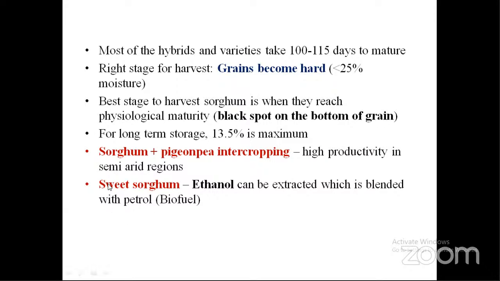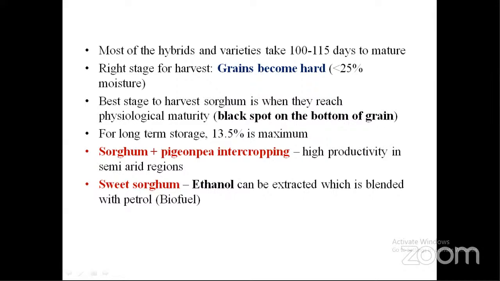And there is sweet sorghum, just like sweet corn, sweet maize. The main use of sweet sorghum is ethanol. Ethanol can be extracted from the stalk, meaning the stem. It can be blended with petrol, that means it can be mixed with petrol. Generally, the petrol which we use is not 100% pure; 10% ethanol needs to be added. This ethanol can be extracted from sweet sorghum, and this can be used as a biofuel, which will reduce the fuel prices also. But this sweet sorghum has multiple uses.